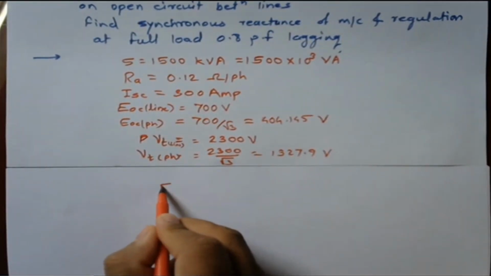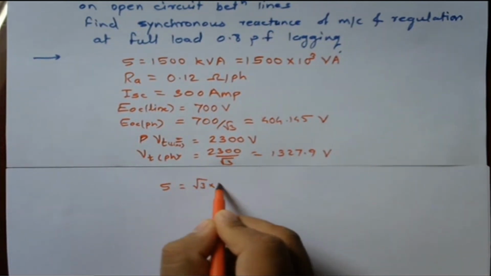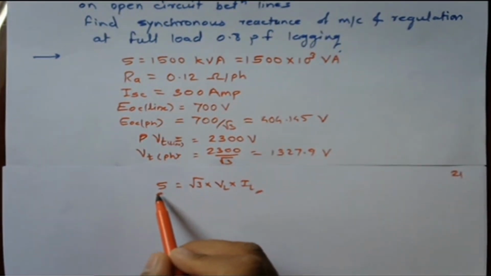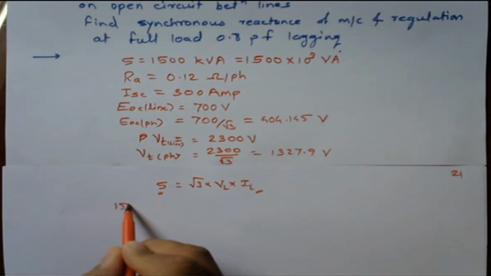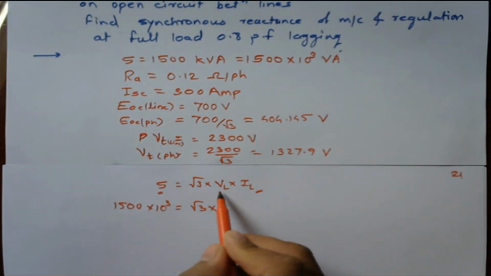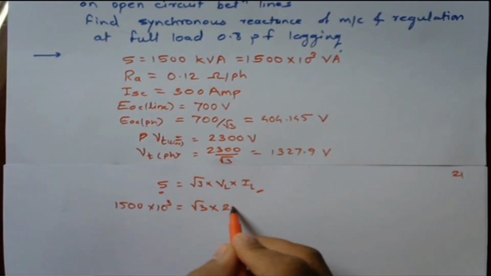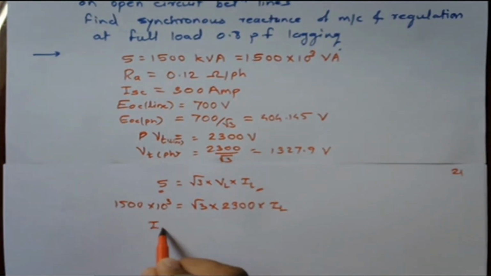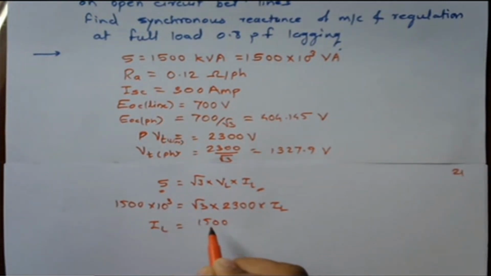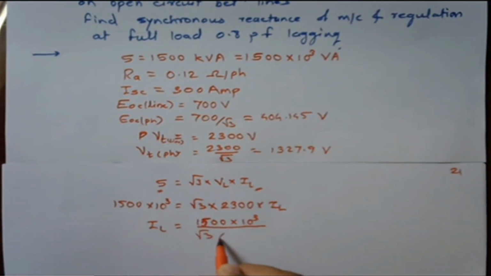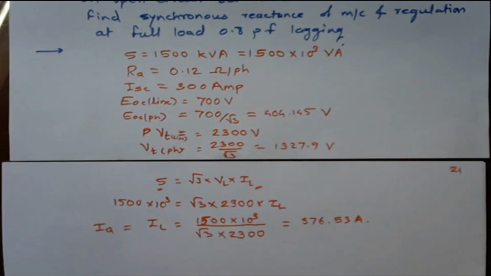To calculate Ia, we know the rating, that is S. S is equal to root 3 into VL into IL. S is nothing but the apparent power in VA, so its value is 1500 into 10 raised to 3. This is root 3. Okay, what is the line voltage value? 2300 into IL. So what is IL from this equation? Just calculate and tell me. IL is 1500 into 10 raised to 3 divided by root 3 into 2300.